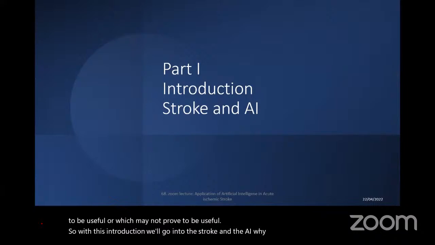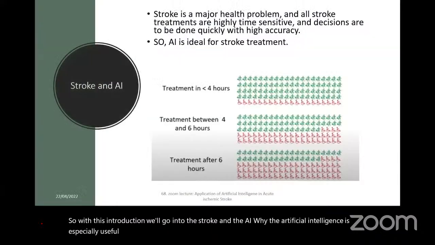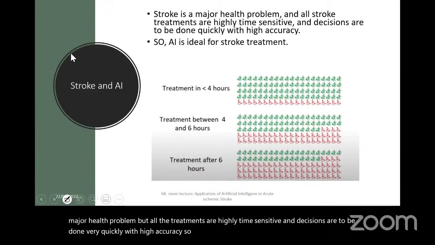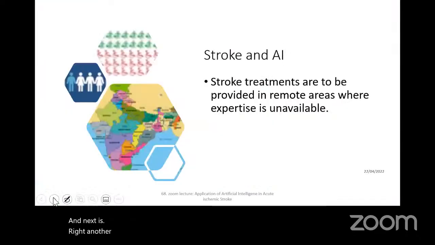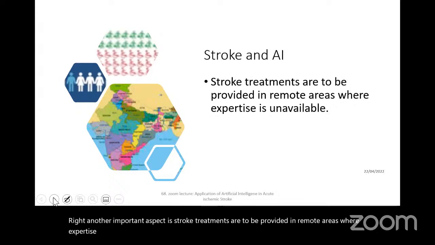Why artificial intelligence is especially useful in stroke is that the treatments of stroke are all time sensitive. There's no doubt it's a major health problem, but all the treatments are highly time sensitive and decisions are to be done very quickly with high accuracy. So AI is ideal for stroke treatment, and this figure we all know. Another important aspect is stroke treatments are to be provided in remote areas where expertise is unavailable. Then this application is very, very useful. So in future, we'll be seeing more of these applications which are useful to us.